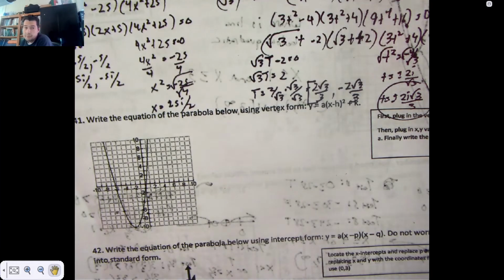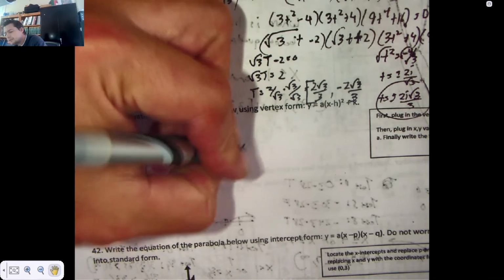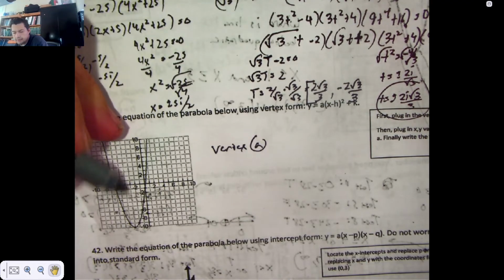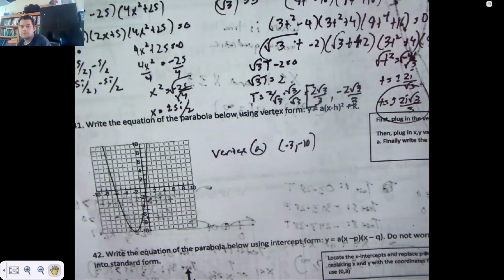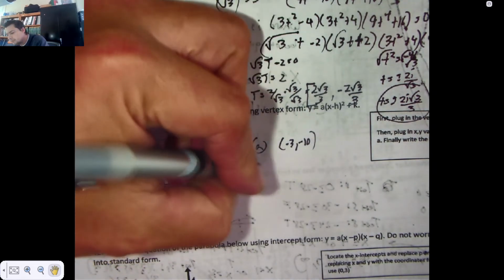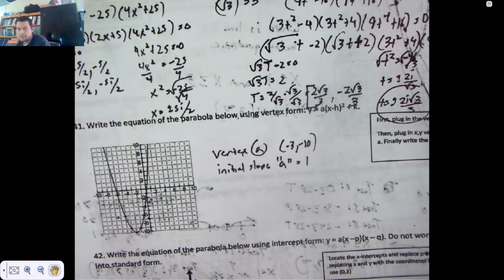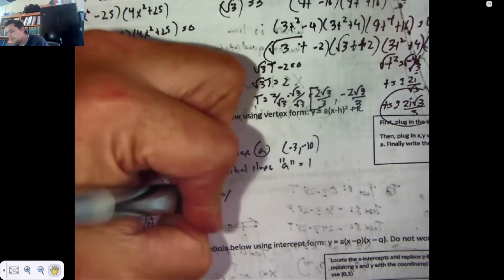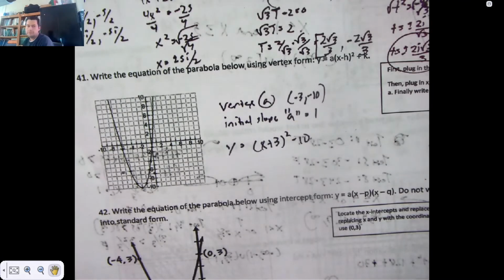All right, write the equation of the parabola shown below using the vertex form y equals a times x minus h squared plus k. So if I glance at my graph, I notice that my vertex is at negative 3, negative 10. I can also determine real quick that my a value is 1. See how you rise one or run one? So that's easy. My form has to be y equals an understood 1 times x plus 3 squared, take away 10. And I'll move on with my life.